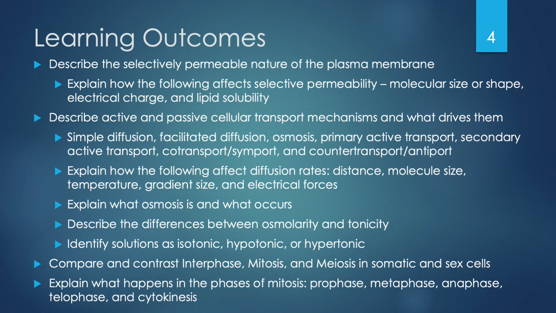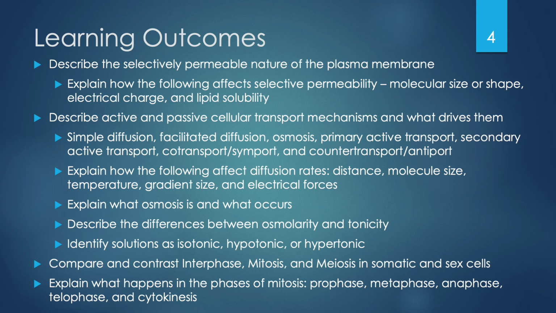You'll be able to describe active and passive cellular transport mechanism and what drives them, and this includes simple diffusion, facilitated diffusion, osmosis, primary active transport, secondary active transport, co-transport/symport, and counter-transport/antiport. Also to explain how the following affect diffusion rates: distance, molecule size, temperature, gradient size, and electrical forces.